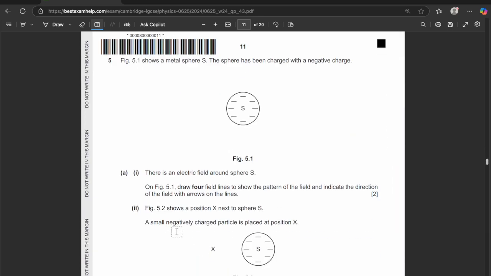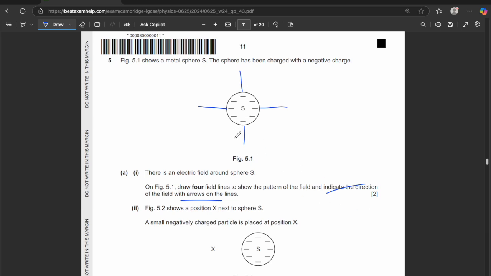5. Figure 5.1 shows the metal sphere S. The sphere has been charged with a negative charge. There is an electric field around sphere S. On figure 5.1, draw 4 field lines to show the pattern of the field and indicate the direction of the field with arrows on the lines. So let's just draw the lines first, and you notice that those charges are spread evenly across the sphere, so we have a uniform electric field.